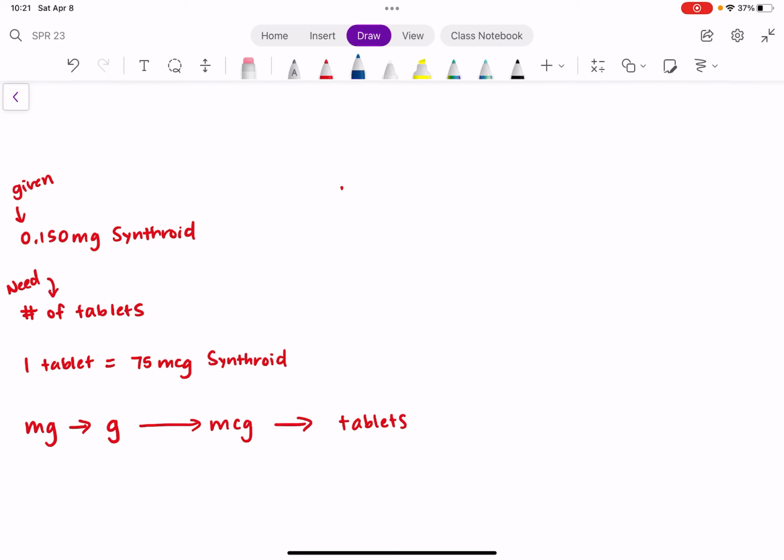So remember, we're always starting with what we're given. So we were given 0.150 milligrams of synthroid. Let me scooch it over again. Sorry, I've done a lot of that. And let's set it up like this this time. Okay, so 0.150 milligrams of synthroid.